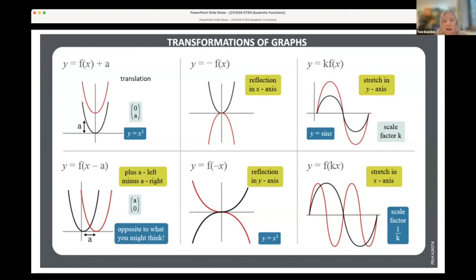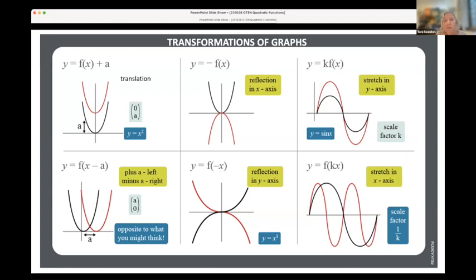Now, what about a reflection? In the middle there, the reflection is given by taking your function and putting a minus sign in front of it, and that reflects y equals x squared, which is the black graph there, to give the red graph. That's given by changing the function y equals f of x to the function y equals minus f of x. And then this is one of the ones that Sam talked about in the workout.